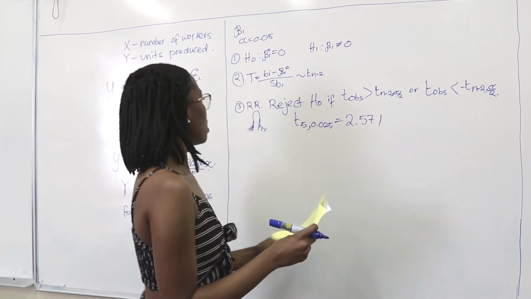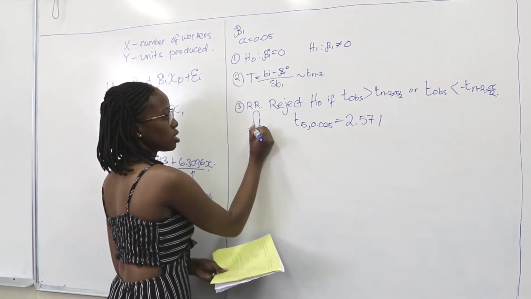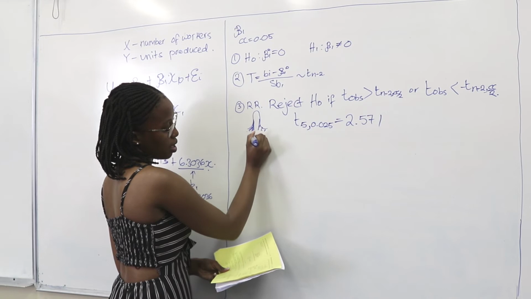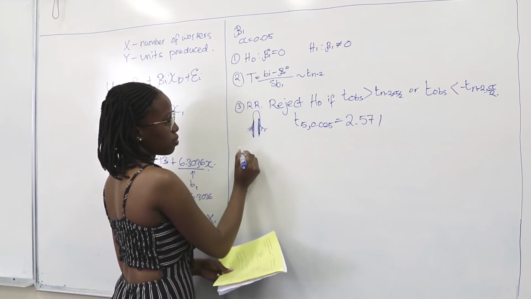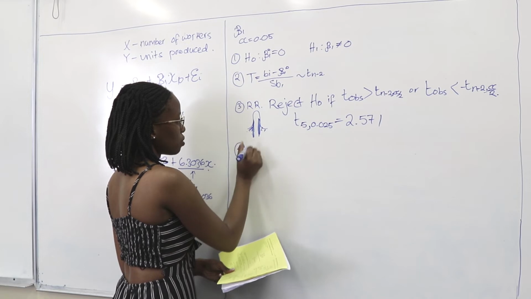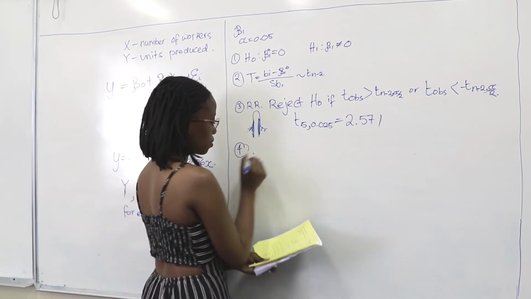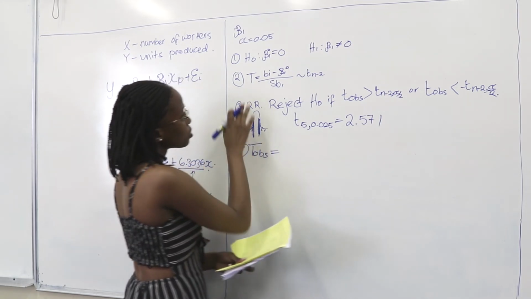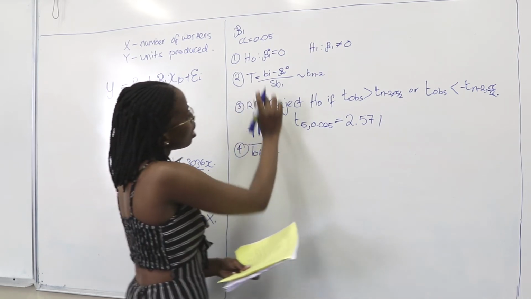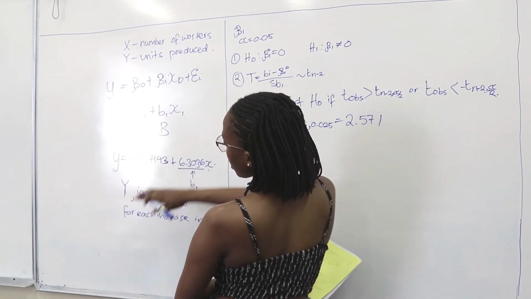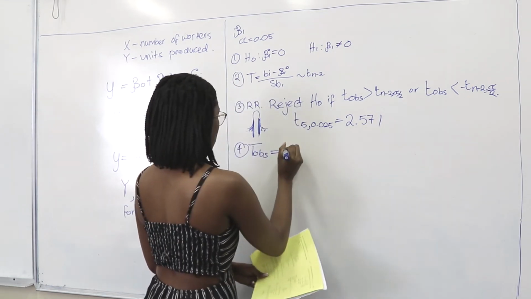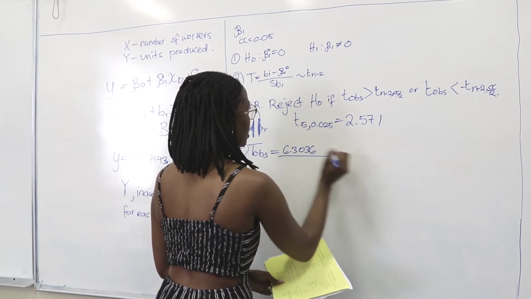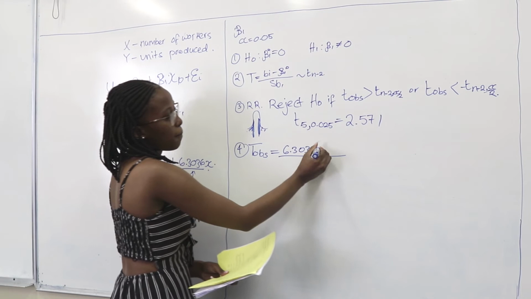2.571. Okay, so which means that this is negative 2.571 over here, and this is positive 2.571. And then 4, now we're going to be calculating our p-value. No, we're calculating our t observed, sorry. T observed is equal to, then we're using this test statistic. Our B1 is what we calculated over here, which is 6.3036. And then our beta 1 at the null hypothesis is 0, so minus 0.